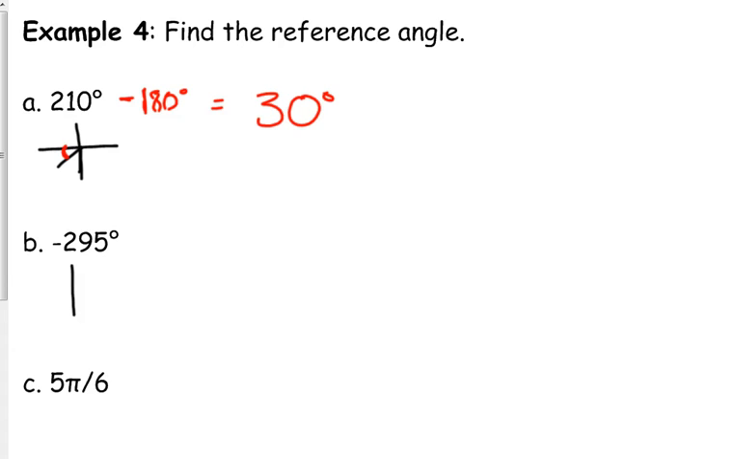Okay, negative 295 is actually up here in our first quadrant. So we are looking for this piece right here. What would make 295 equal to 360? There are a couple of different ways that you could do it. You could add 360, and that would work in this situation. But I prefer to just look at it as I'm missing that piece of a complete circle. So what, 65 degrees would make that a complete circle? Reference angles are always positive.